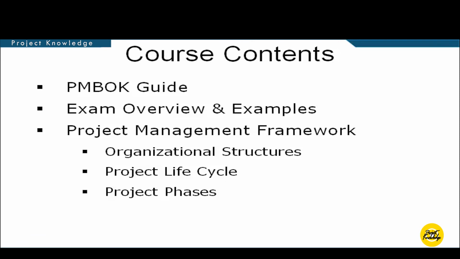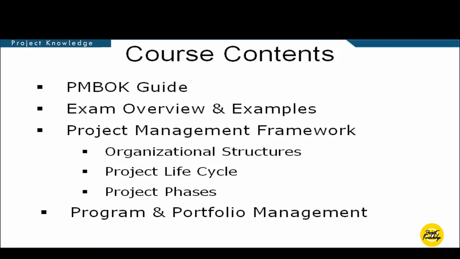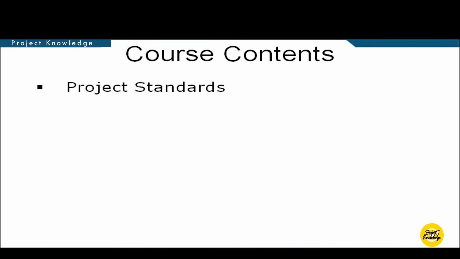I'll also show you the various dimensions of a project, including the project lifecycle and the project phases. And we'll be sure to review program and portfolio management. The project standards include the processes and process groups of a project. We'll be covering the process groups thoroughly, and these include initiating, planning, executing, monitoring and controlling, and closing. We'll be touching briefly on the 9 knowledge areas. These will be reviewed much more thoroughly in future courses.